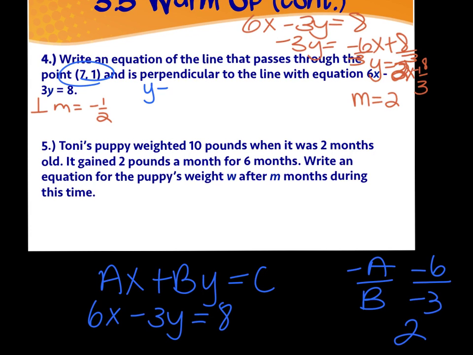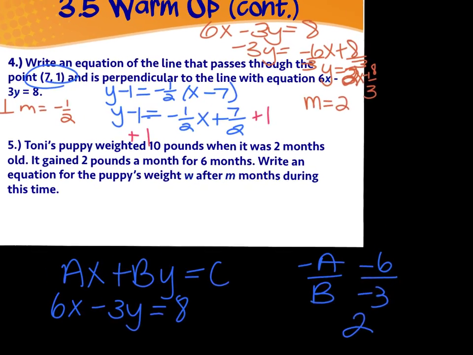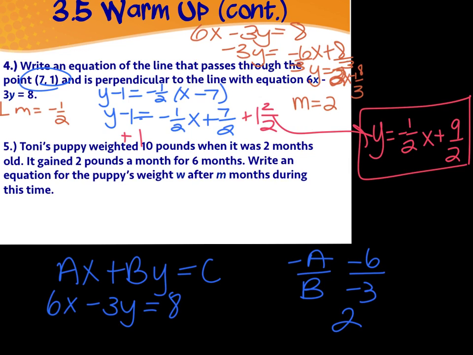So I'd get y minus y1, which is 1, equals -1/2 x minus x1, which is 7. Distribute the -1/2 and then add the 1. And I've got to add the fraction, okay? So 1 would be the same thing as 2 over 2, and I'd get y equals negative 1/2 x plus 9/2. You can leave it like that, or you can put it as 4 1/2.